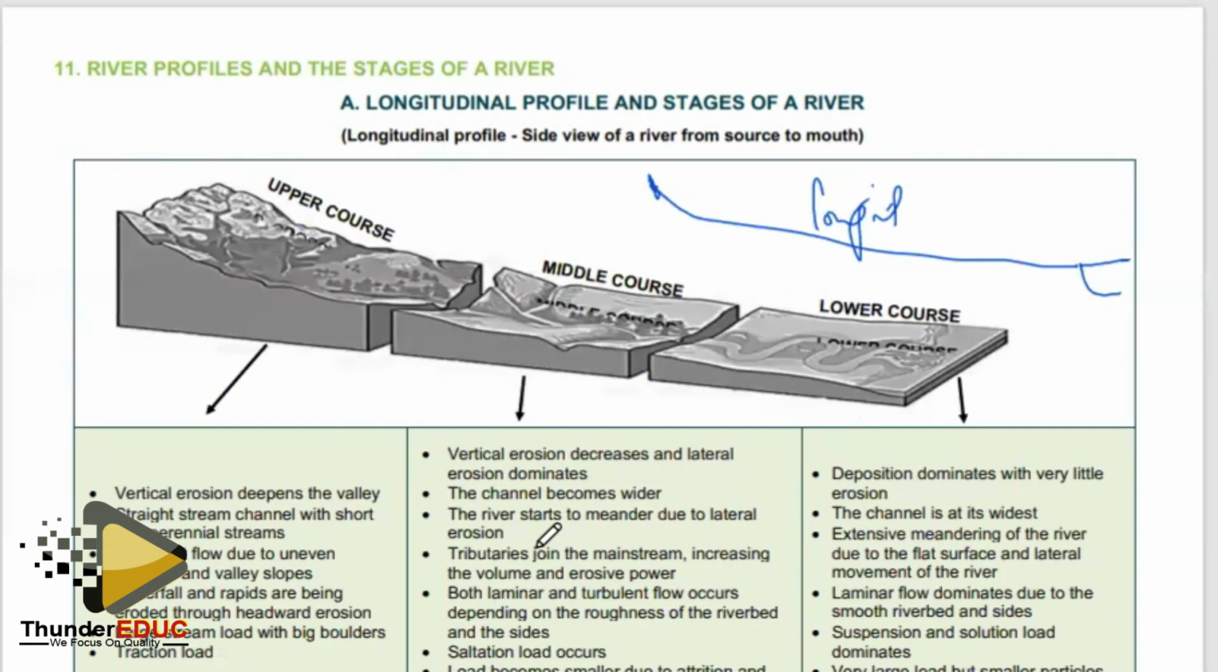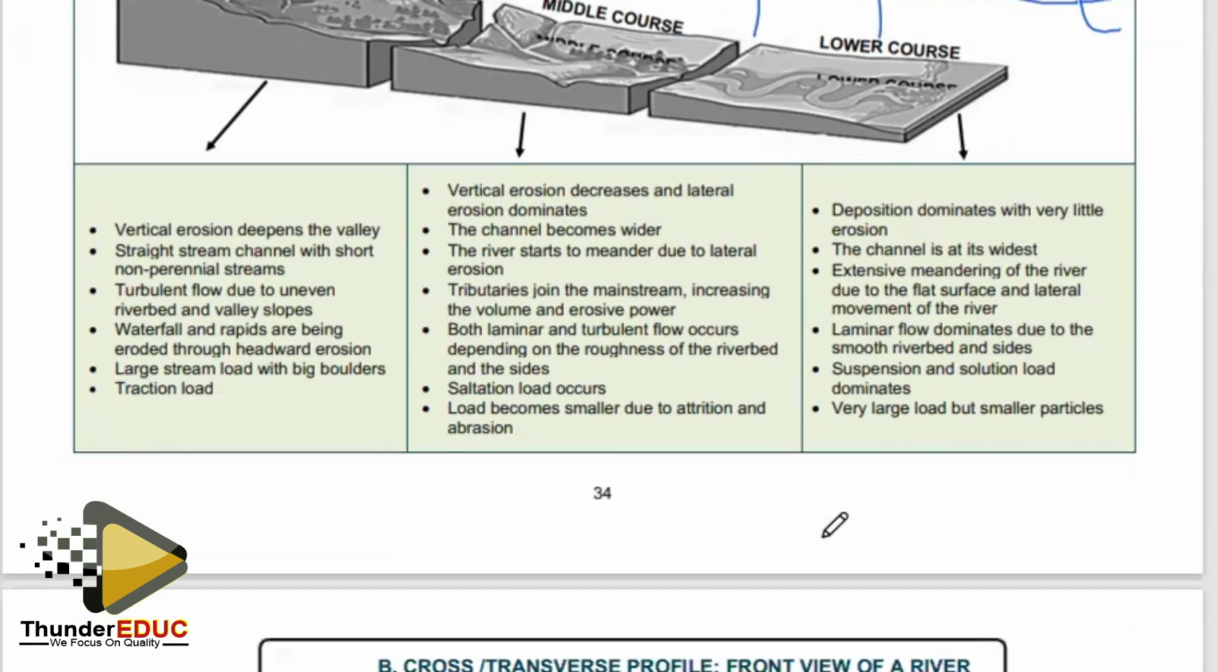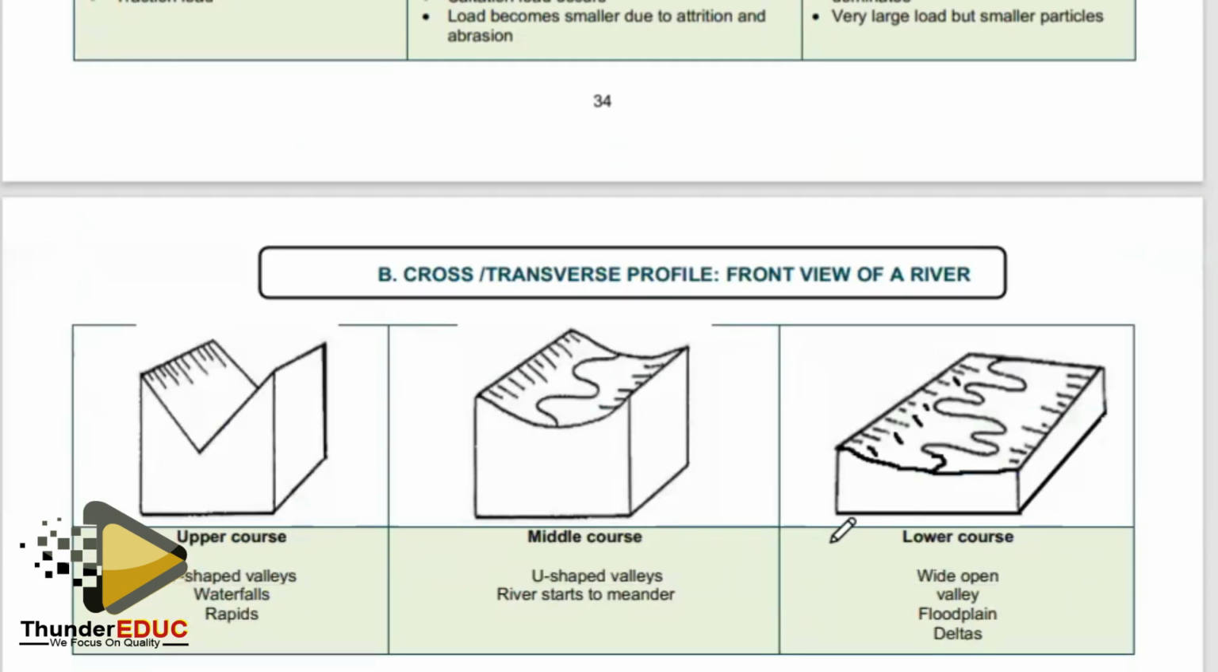And it's basically divided into three. We have the uppermost part, which we call the upper course of the river, and we have the middle course of the river, and we have the lower course of the river. That is basically the longitudinal profile. We're looking at the side view of the river from where it starts until where it finishes as it discharges into the sea.